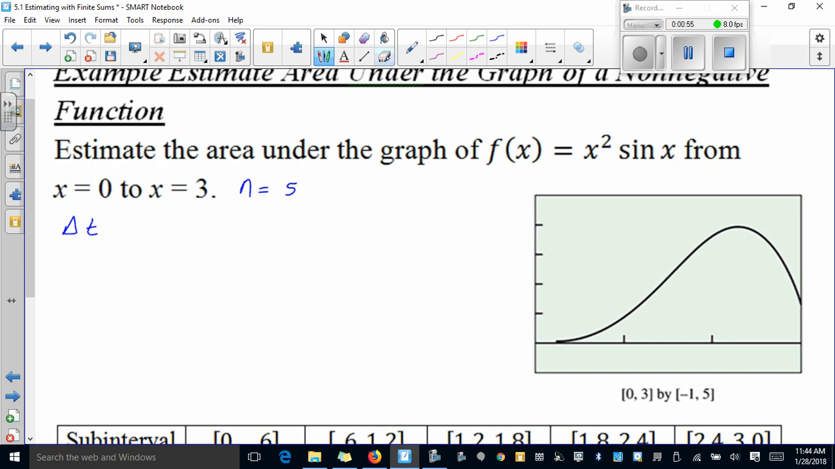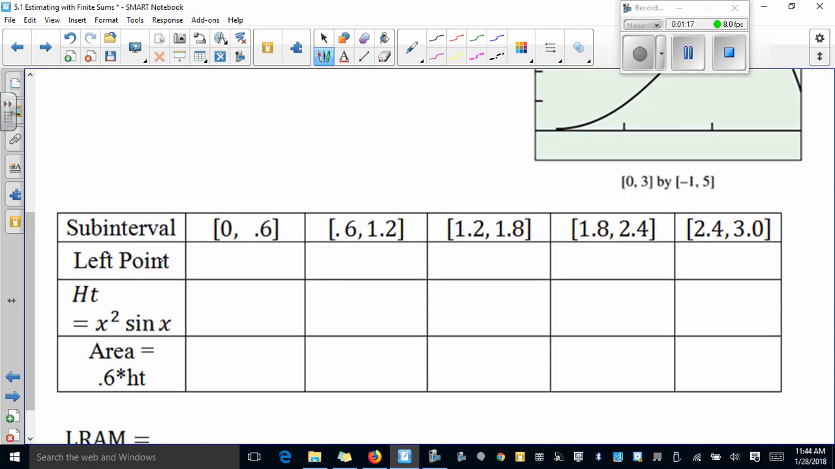So when we set up our subintervals, 0 to 0.6, because it's going to be your 0 plus delta x, and then take 0.6 plus delta x, which is 0.6. So this number here is 0.6 plus 0.6. This is 1.2 plus 0.6, 1.8 plus 0.6, and then 2.4 plus 0.6. Now, do not just go, oh, okay, the last one's going to be 3. Do your math, because this is how you're going to know that you didn't make a mistake back here.